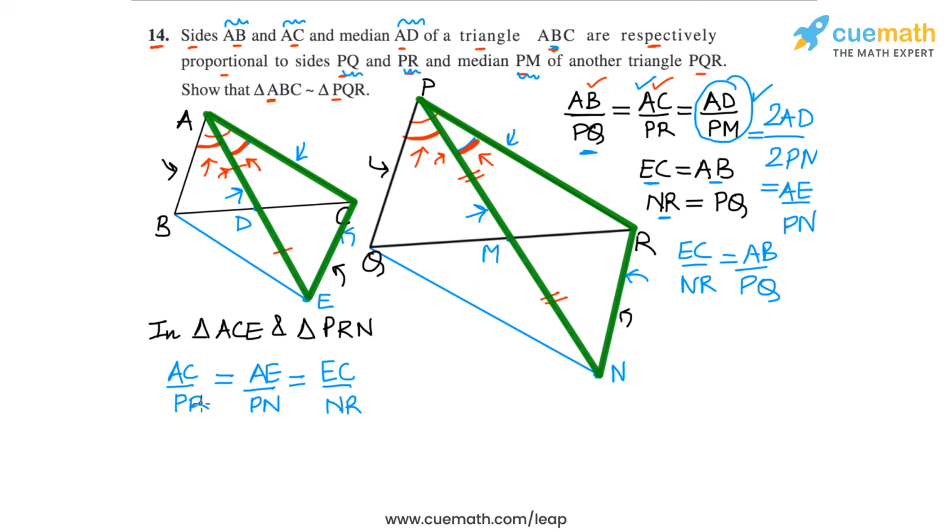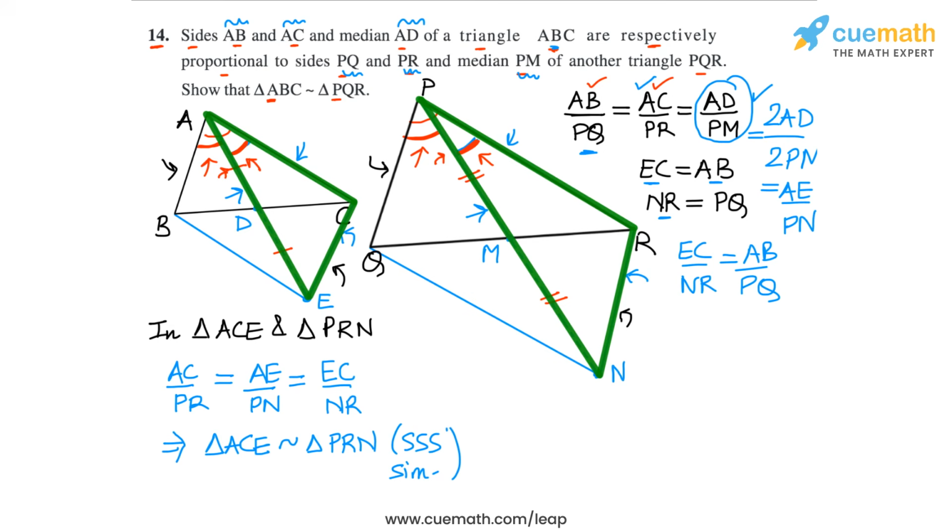So all three ratios are equal. The ratios of all the pairs of corresponding sides are equal, and therefore we can say that the two triangles are similar by the SSS similarity criterion. So triangle ACE is similar to triangle PRN using the SSS similarity criterion.